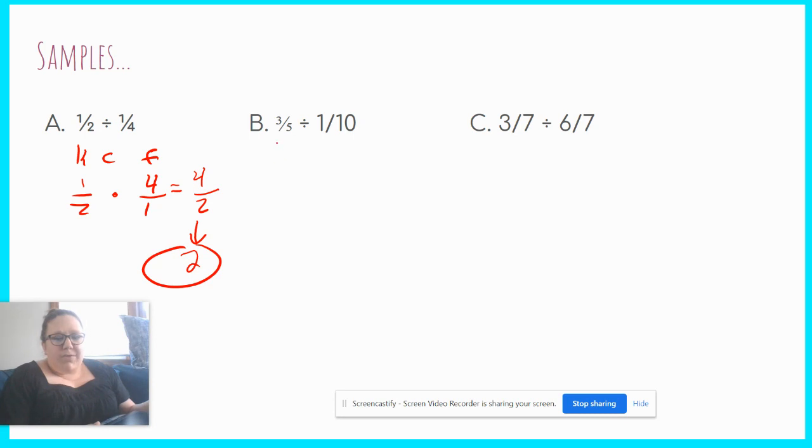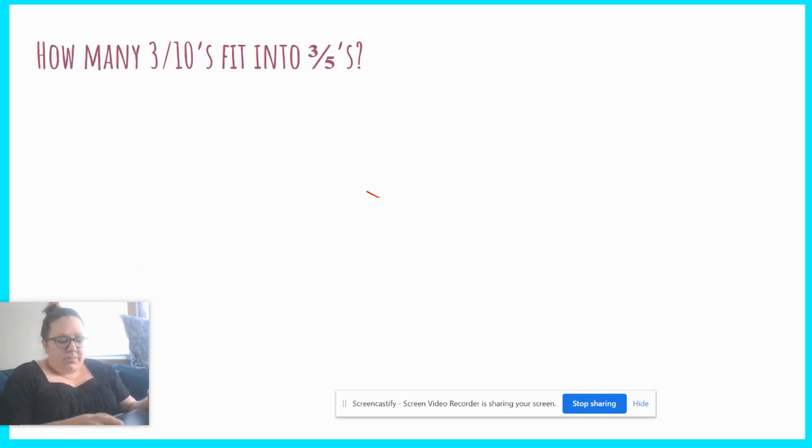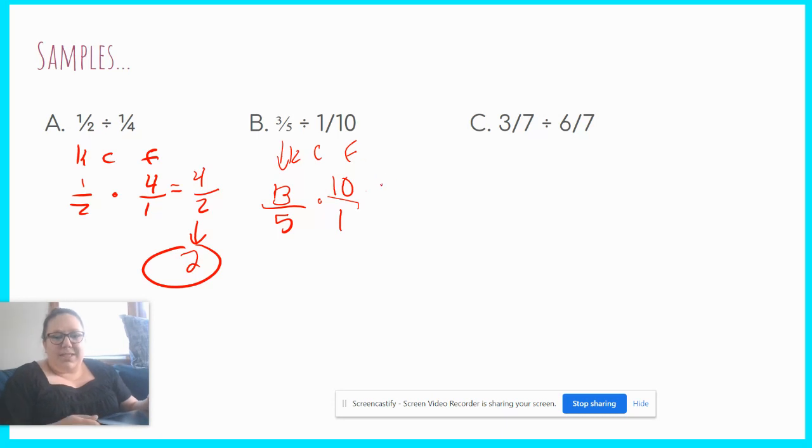All right, now let's do 3/5 divided by 1/10. Keep, change, flip. 3/5 stays 3/5. Division becomes multiplication, and then 1/10 will become 10 over 1. All right, 3 times 10 is 30. 5 times 1 is 5. 30 over 5 would be 6.